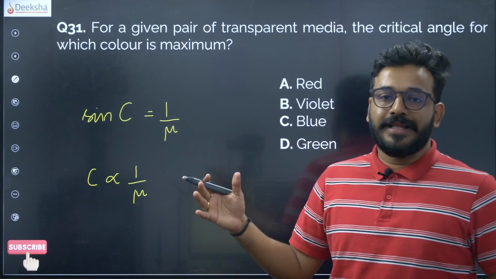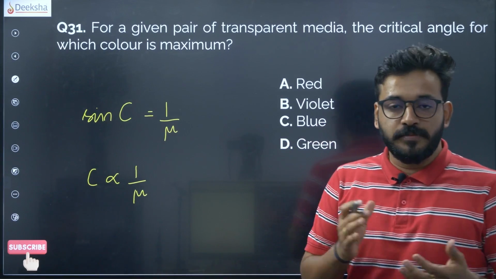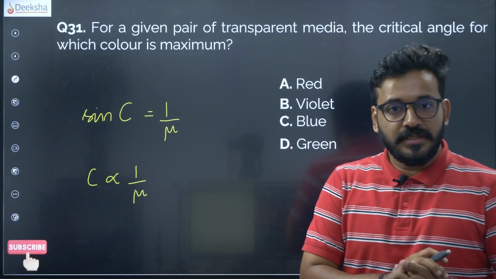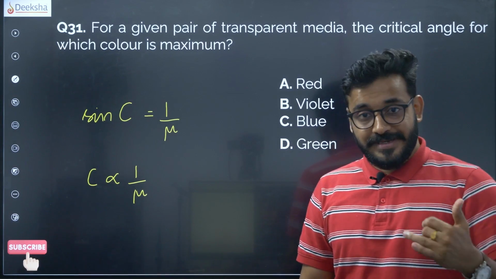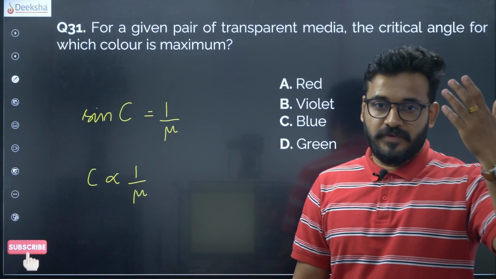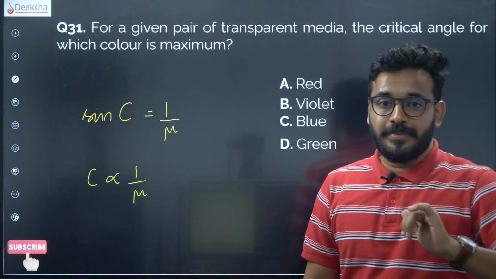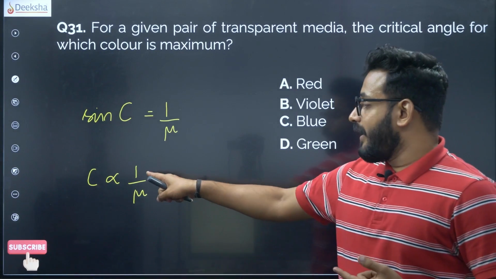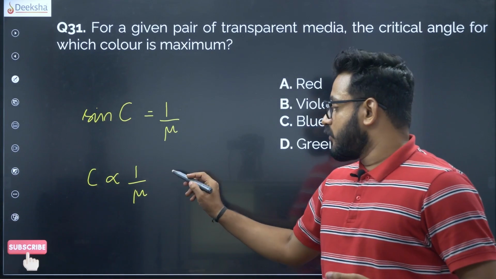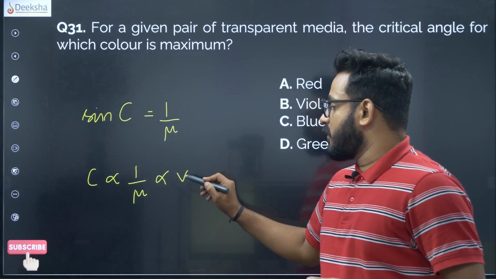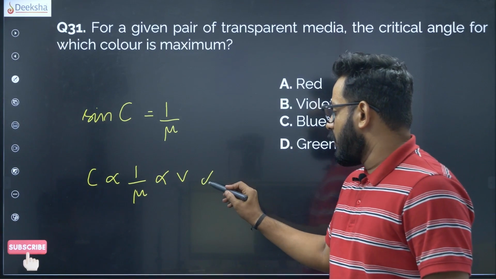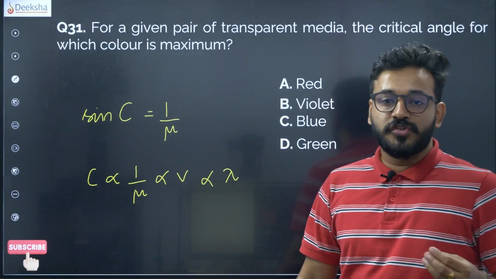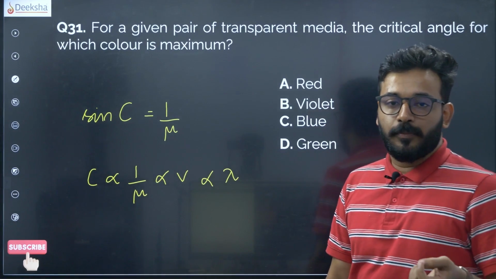The optically denser the medium is, the less will be the velocity of light passing through it. If the refractive index is less, velocity will be more. If the refractive index is more, velocity will be less. It is inversely proportional, a reciprocal, 1 by mu. So the critical angle is directly proportional to velocity. Velocity in turn is directly proportional to wavelength, because the frequency remains constant.